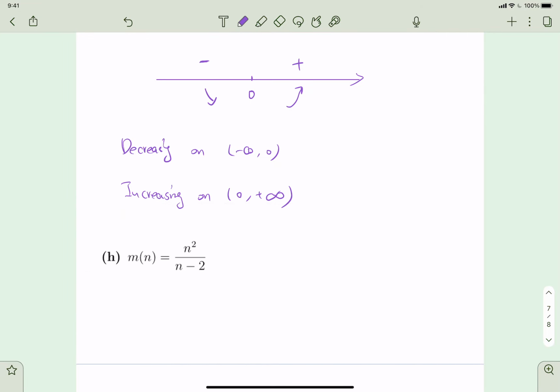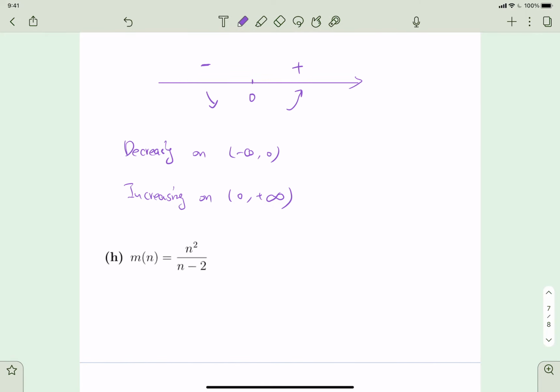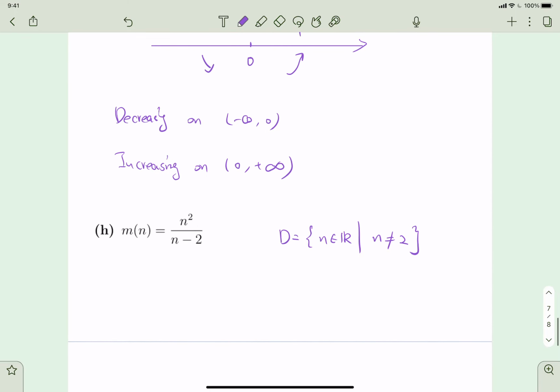Firstly, figure out the domain. We have that the denominator is n minus 2, so we know that the domain is all the real numbers except this one, 2. It can't be 2. When it's 2, the denominator is going to be 0. So excluding that number, now we have the domain and we can find the derivative.